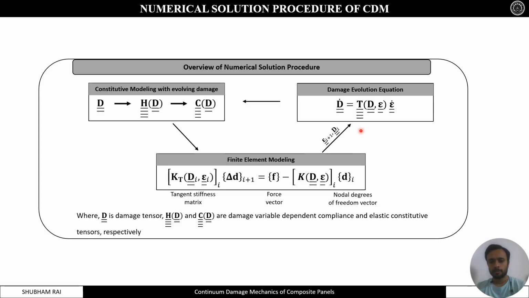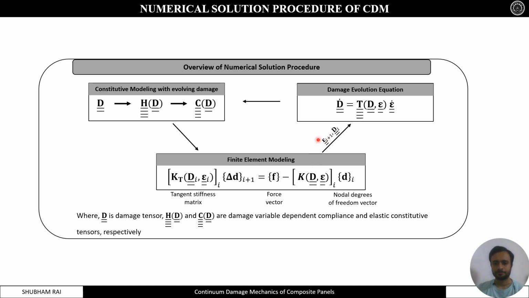How can we model the damage mathematically? This is an overview of the numerical solution procedure of continuum damage mechanics. We'll start with the assumption of some damage variable, and then we will calculate the compliance matrix and the elastic constitutive matrix of the damaged material. Then we will calculate the tension stiffness matrix, the stiffness matrix and the force vector that is being applied on the structure, and then we will calculate the incremental nodal degree of freedom vector, through which we will calculate the incremental strain. So we'll get the strain at the current iteration.